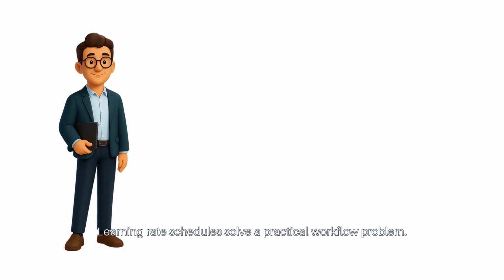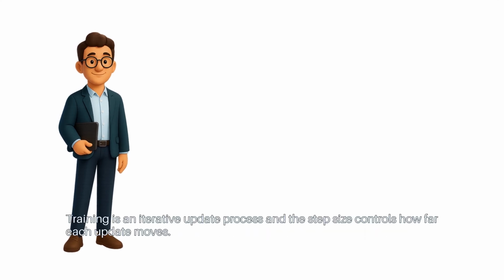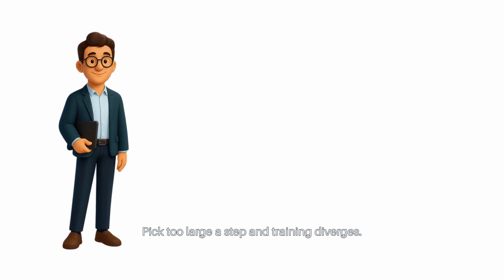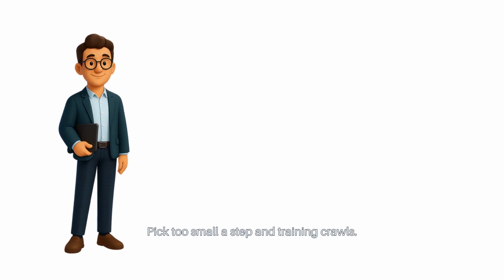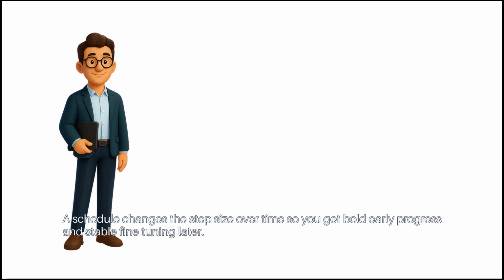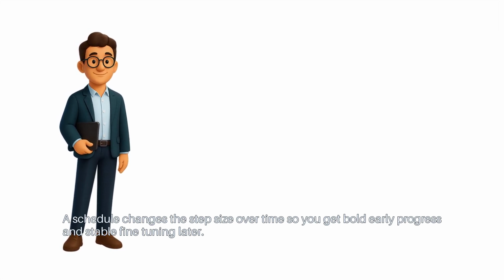Learning rate schedules solve a practical workflow problem. Training is an iterative update process, and the step size controls how far each update moves. Pick too large a step, and training diverges. Pick too small a step, and training crawls. A schedule changes the step size over time, so you get bold early progress and stable fine-tuning later.